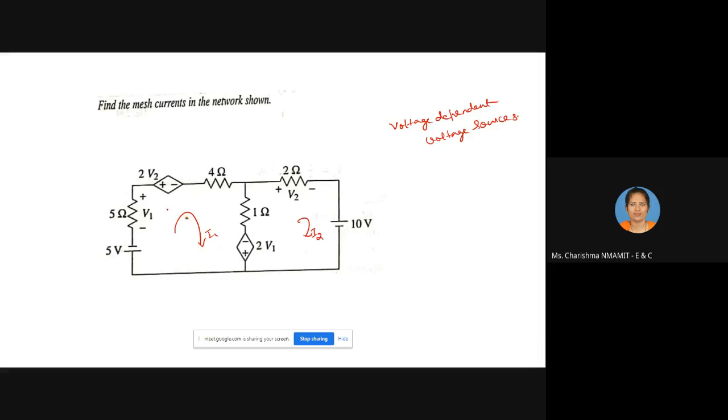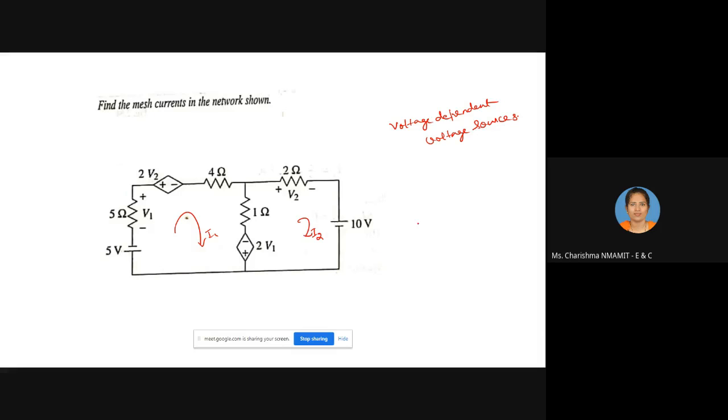So these are the dependent variables, V2 and V1. What are these variable values that you need to first find out? Then you forget about those values and apply the KVL as usual. Then wherever the variables are other than I1 and I2, you substitute them in terms of I1 and I2.